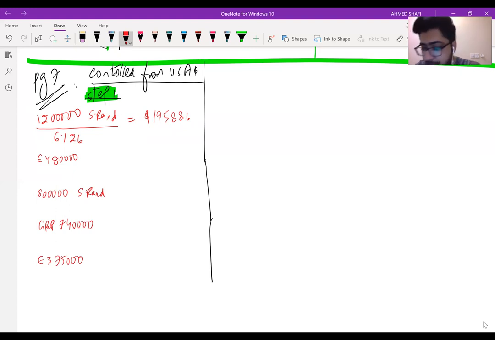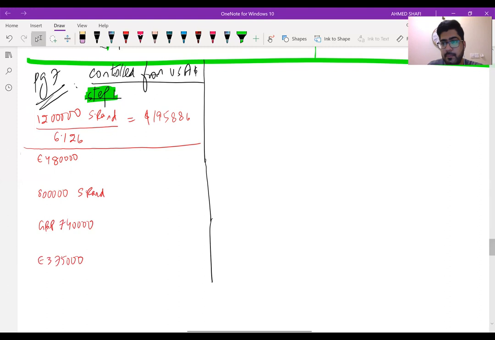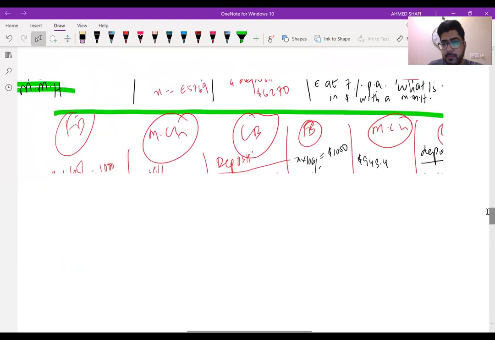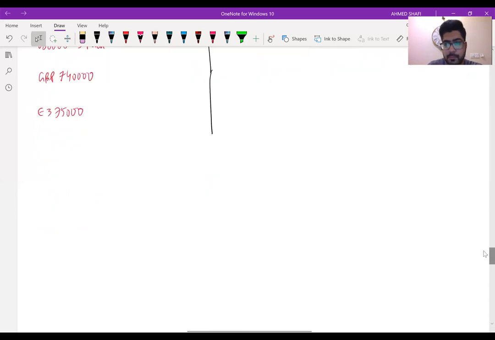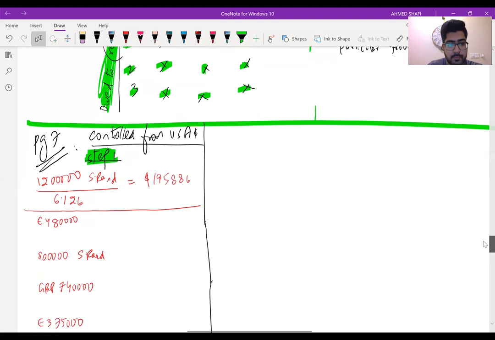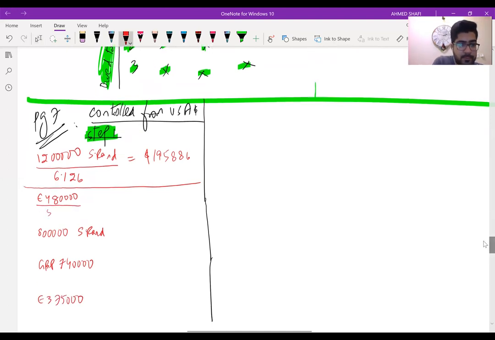Second, 480,000 euros. I have to convert all balances into one currency, dollar. These euros need to be converted into dollars. So either multiplication or division, no other option. The rate is euro per dollar. Again, dollars in the denominator, so you need to divide. You will get the dollars. Okay, I will work that out later.